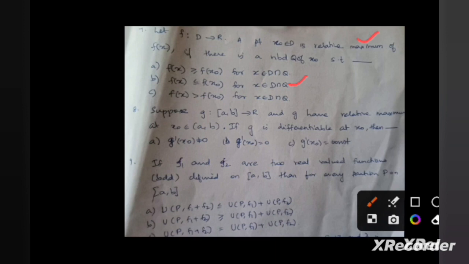Eighth question, suppose G from closed A comma B to R and G have relative maximum at x naught belongs to A comma B, then G is differentiable at x naught, then G dash of x naught is equal to 0. Option B is right.